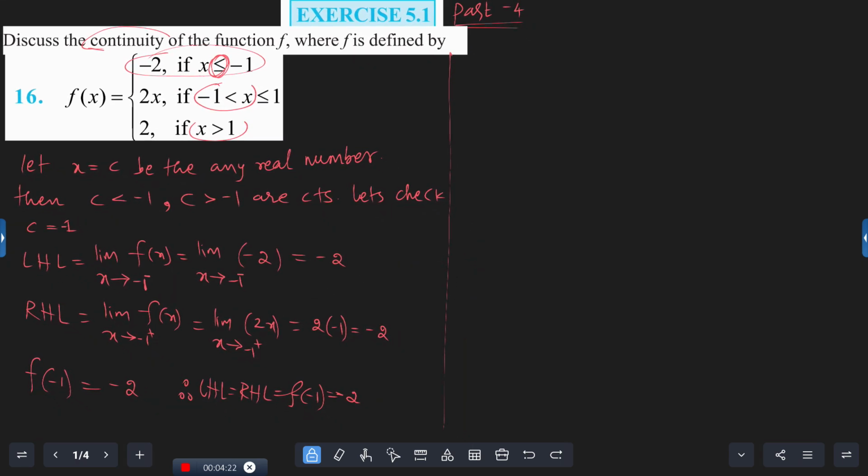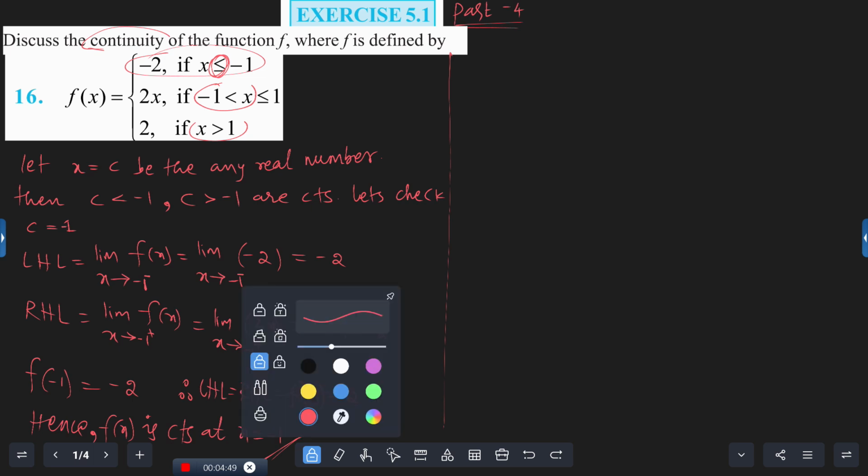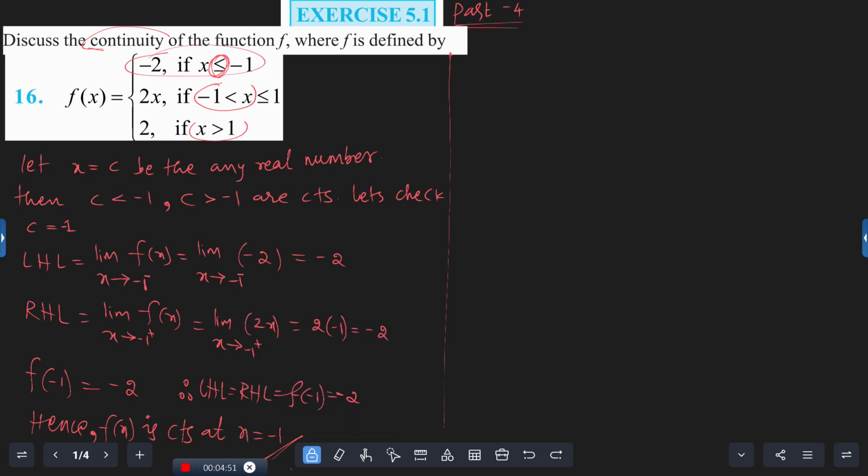That's it. So hence f of x is continuous at x equal to -1. Right, fine. So this we have done for -1. The same thing we have to do for +1 also. Understand? Right. Now let's go here. This side I'm doing for +1.